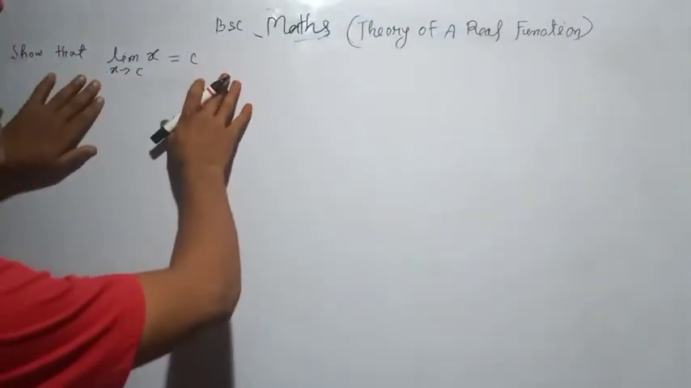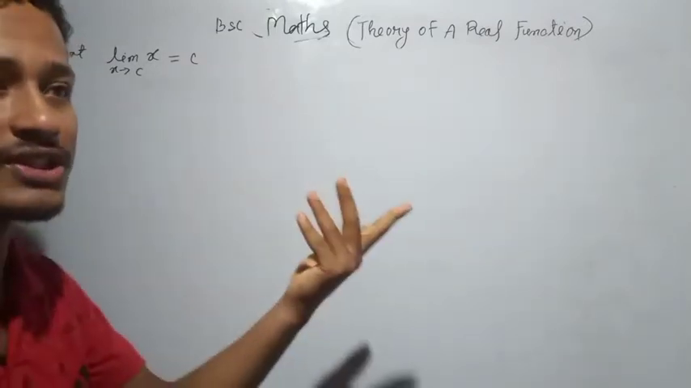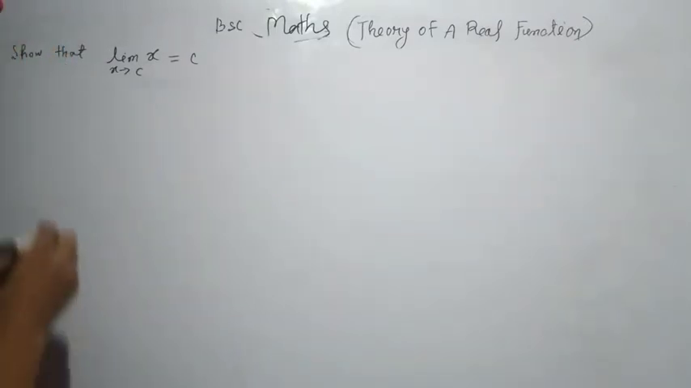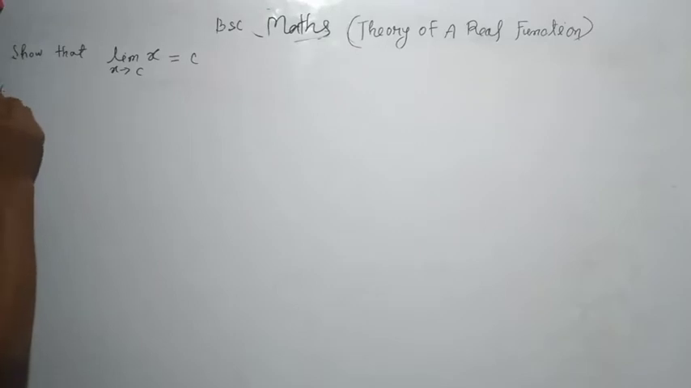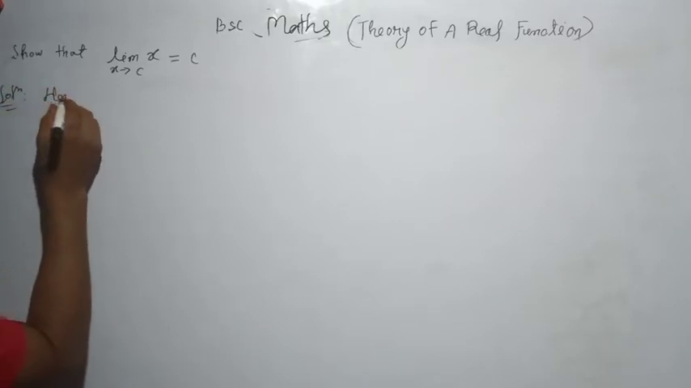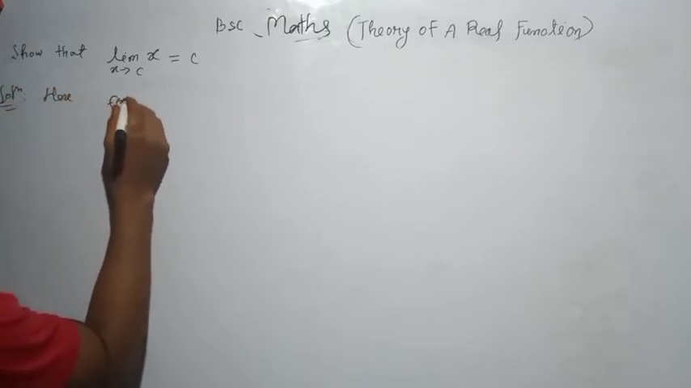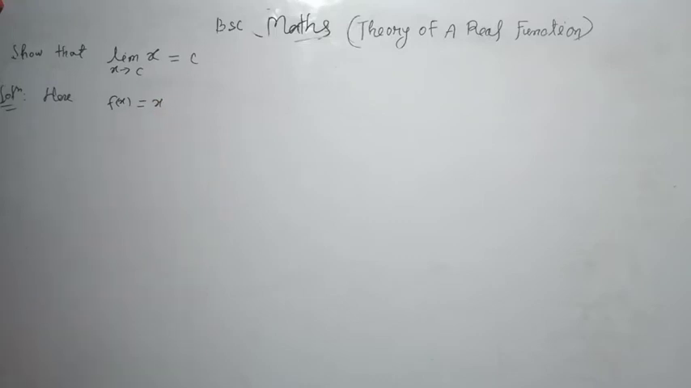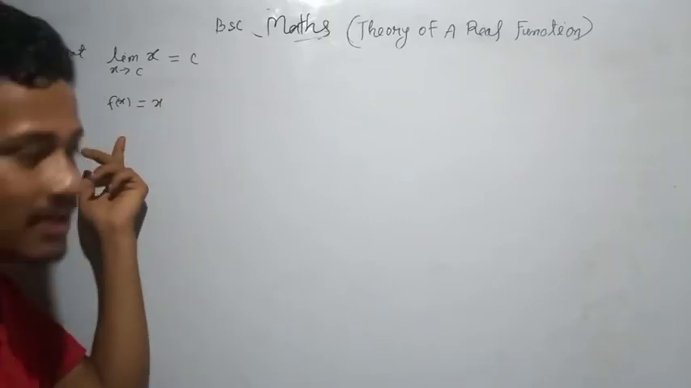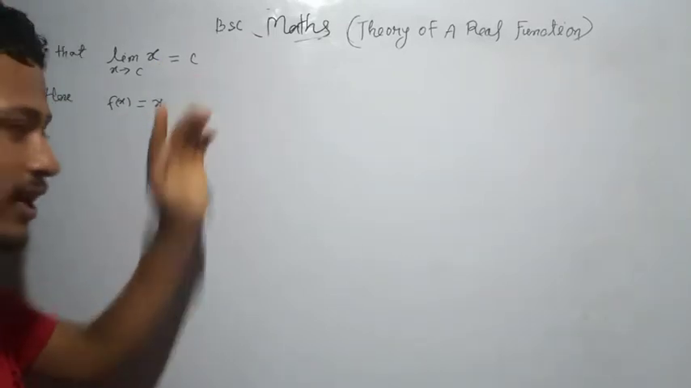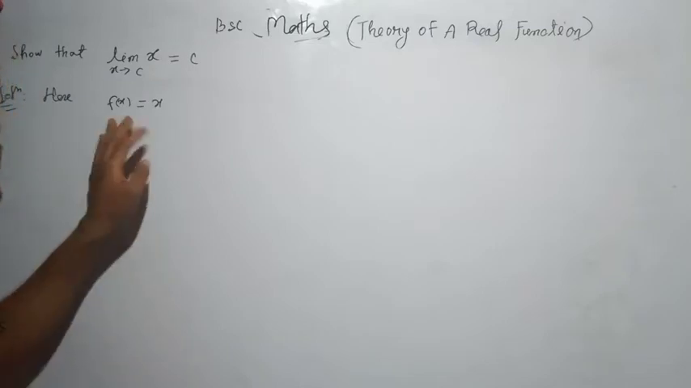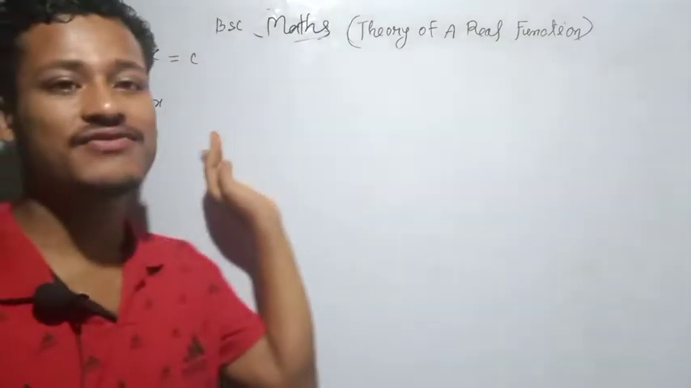Okay, what is the function here? यहाँ पे function कौन सा है? देखो फंक्शन कौन सा है? Solution. Here f of x is equal to x. What is the function here? The function is x. Okay, f of x is equal to x. This is the identity function.